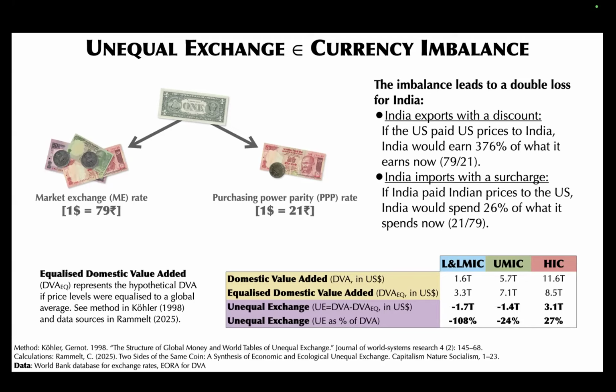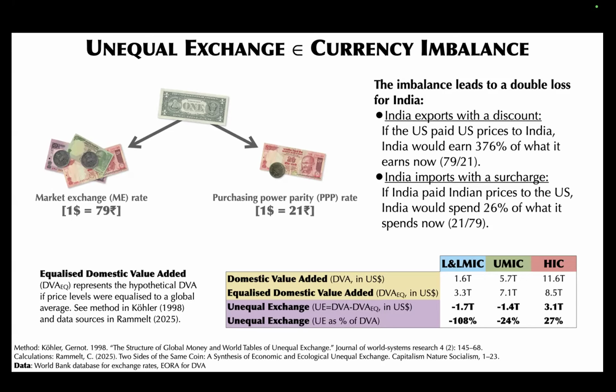If you compare what they have actually earned, this is in 2022, to what they would have earned if price levels had been the same, you get the total loss through this currency imbalance. So the high income countries earned 11.6, that's the top right little cell, 11.6 trillion US dollars in 2022. They should have earned actually only 8.5 based on equal price levels, which means that they gain 3.1 trillion only because they live in countries with stronger currencies, basically.